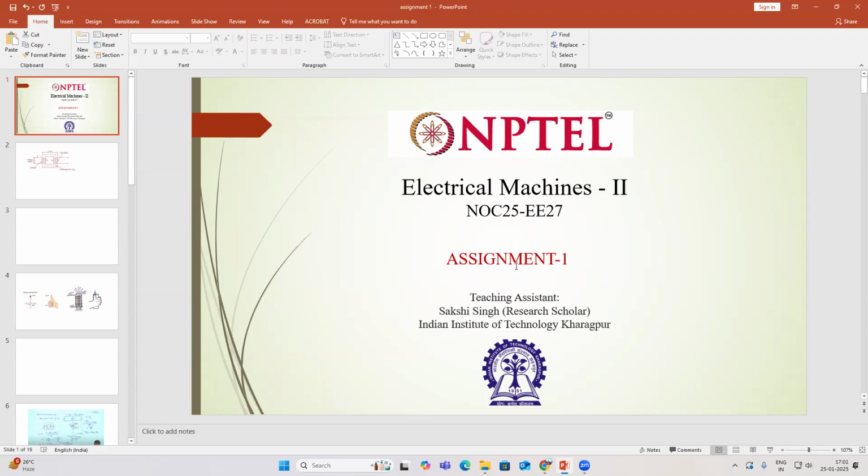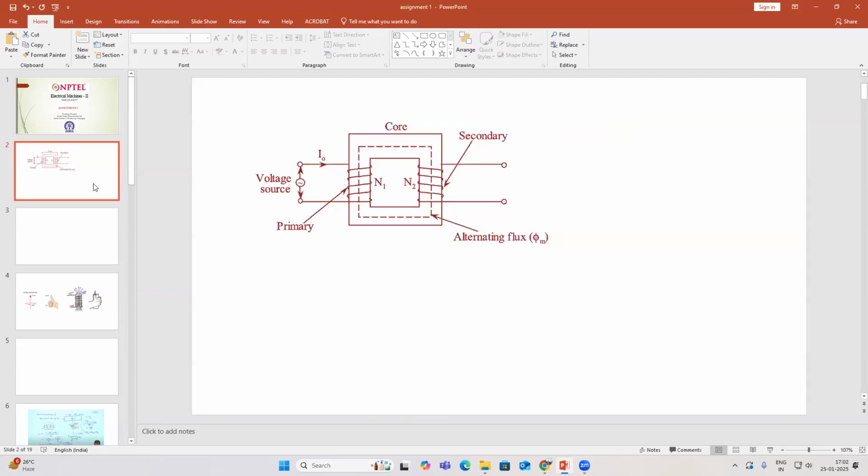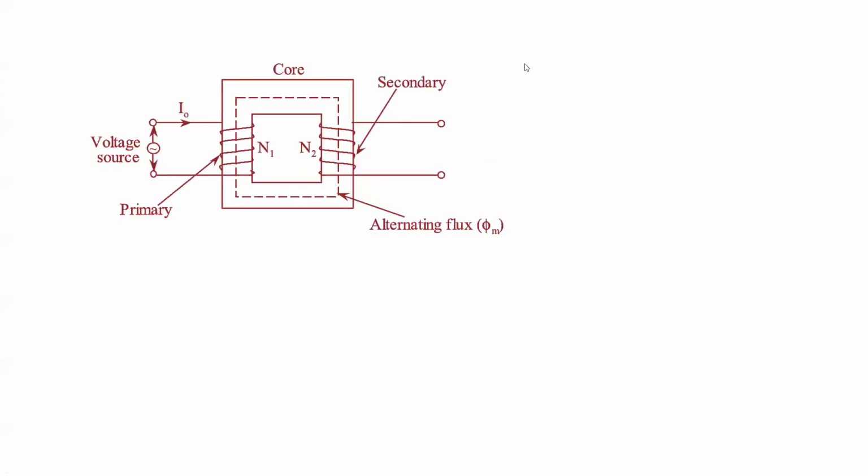So this is Assignment 1. You will see that in the first week of lectures, the professor has discussed some things on transformers also, and Assignment 1 is mainly on transformer action. So I'll be discussing transformer action, and then we will gradually shift to one conductor in a field. Then we will be applying our concepts to induction machines and synchronous machines. So here we are starting first with the transformer.